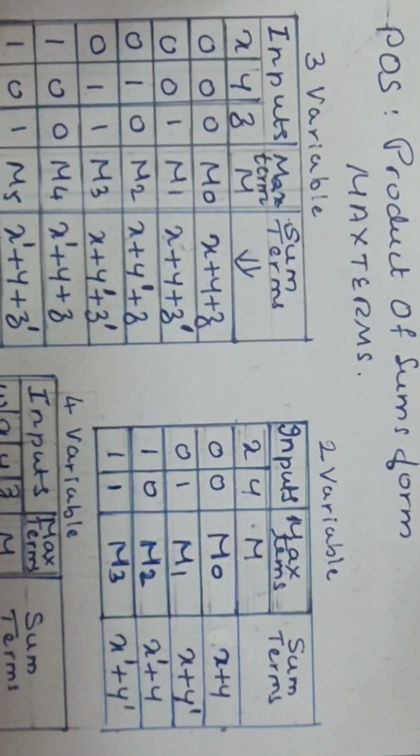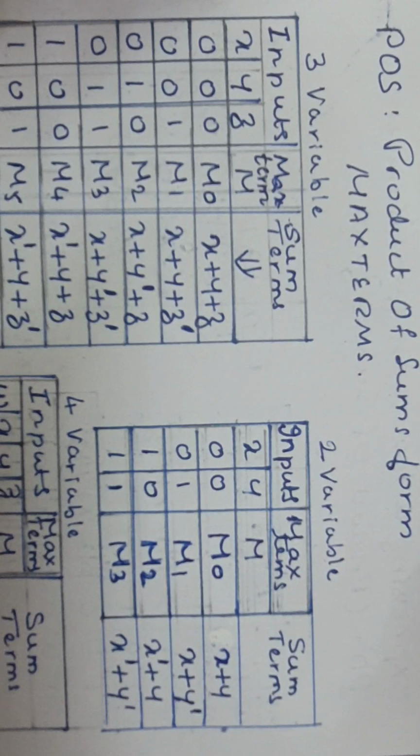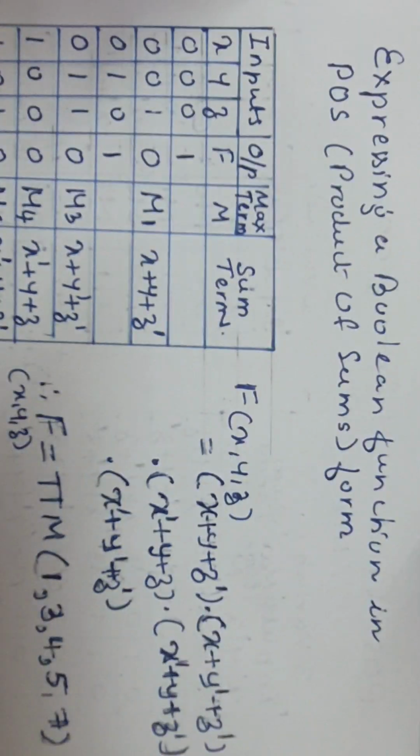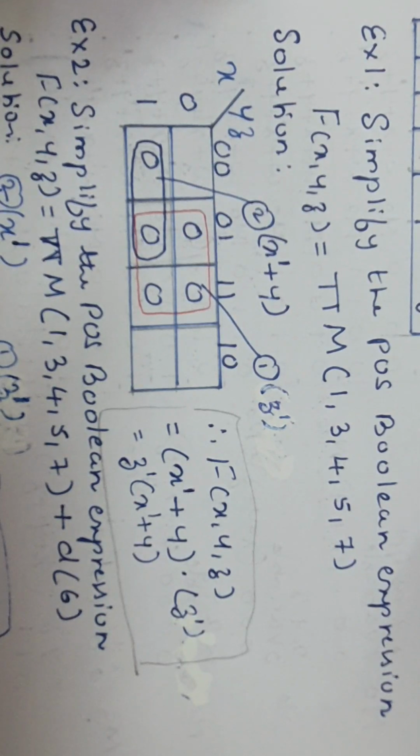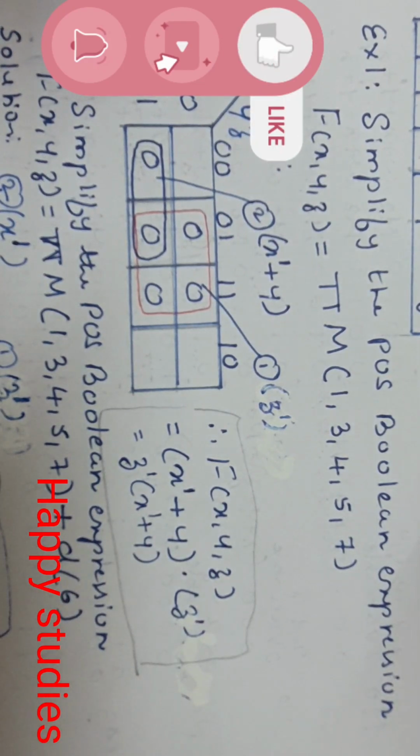Okay, that completes the discussion of POS, product of sums form. In that discussion, we covered Maxterms, then expressing a Boolean function in product of sums form. After that, solving 2 problems on simplification of given Boolean expressions which are given in the form of product of sums form. I hope you understood.